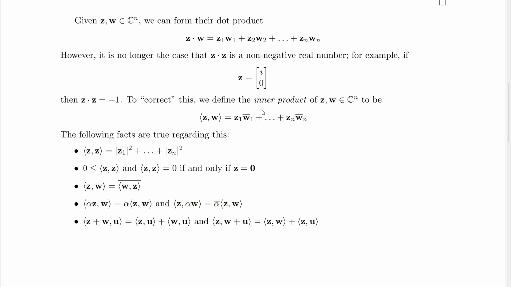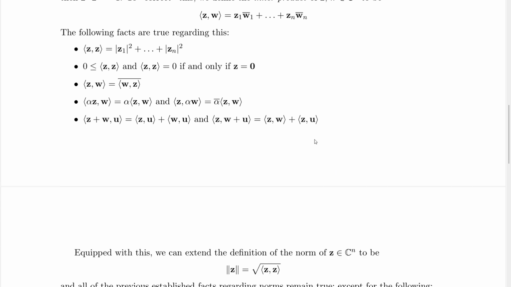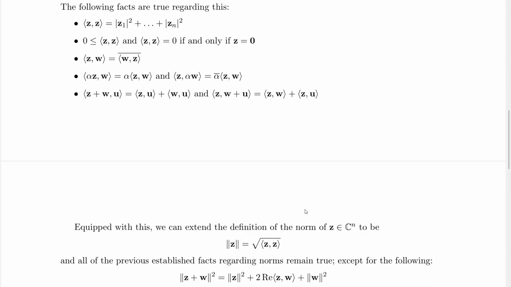Alright, and now with this upgraded version of dot product for Cn, which then gives us the 5 axioms that we saw dot products have, more or less, you can then extend the definition of norms from Rn to Cn by, again, just taking the square root of the inner product. And all of the previous facts about norms that we established are going to remain true, but there is one huge exception.